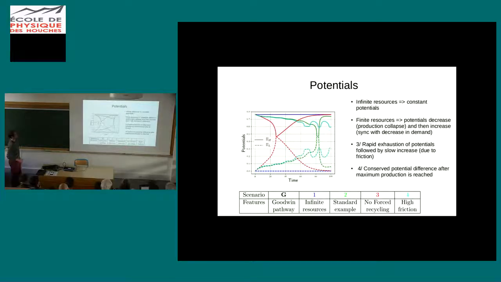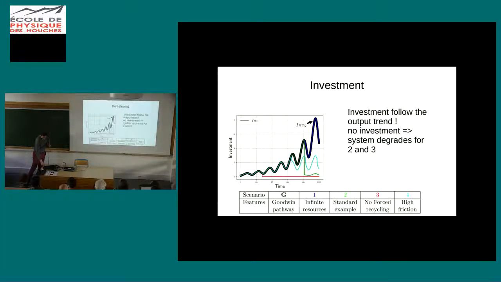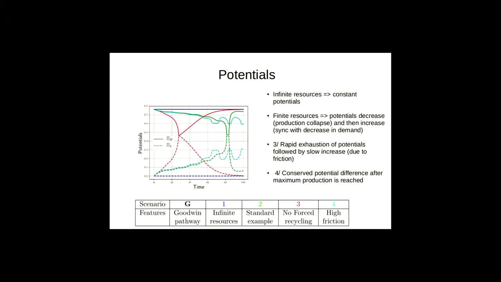If we look at the potentials, of course, in the case of infinite resources, the potentials are constant. For finite resources, the green one, the potential decreases because we have a production collapse, and then increases again here because it synchronizes with demand. Here we can see that the collapse appears here, which was random, and here the demand is decreasing. Because the demand is decreasing, the potential can increase again.